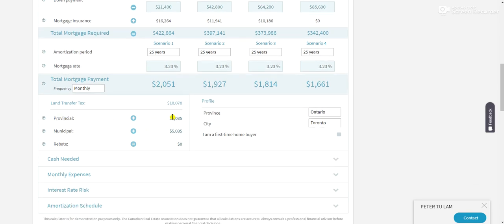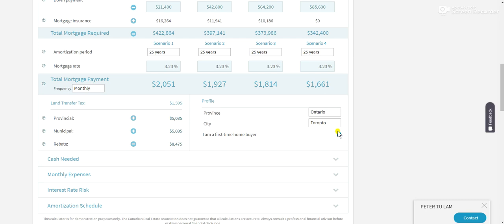Provincial land transfer tax, $5,000. Municipal land transfer tax, it doubles what that provincial one is. Why? Because we're in Toronto. However, if you're a first-time buyer, let's watch those numbers drop. Land transfer tax equals out to $1,595 instead of the $10,000 because there are rebates.